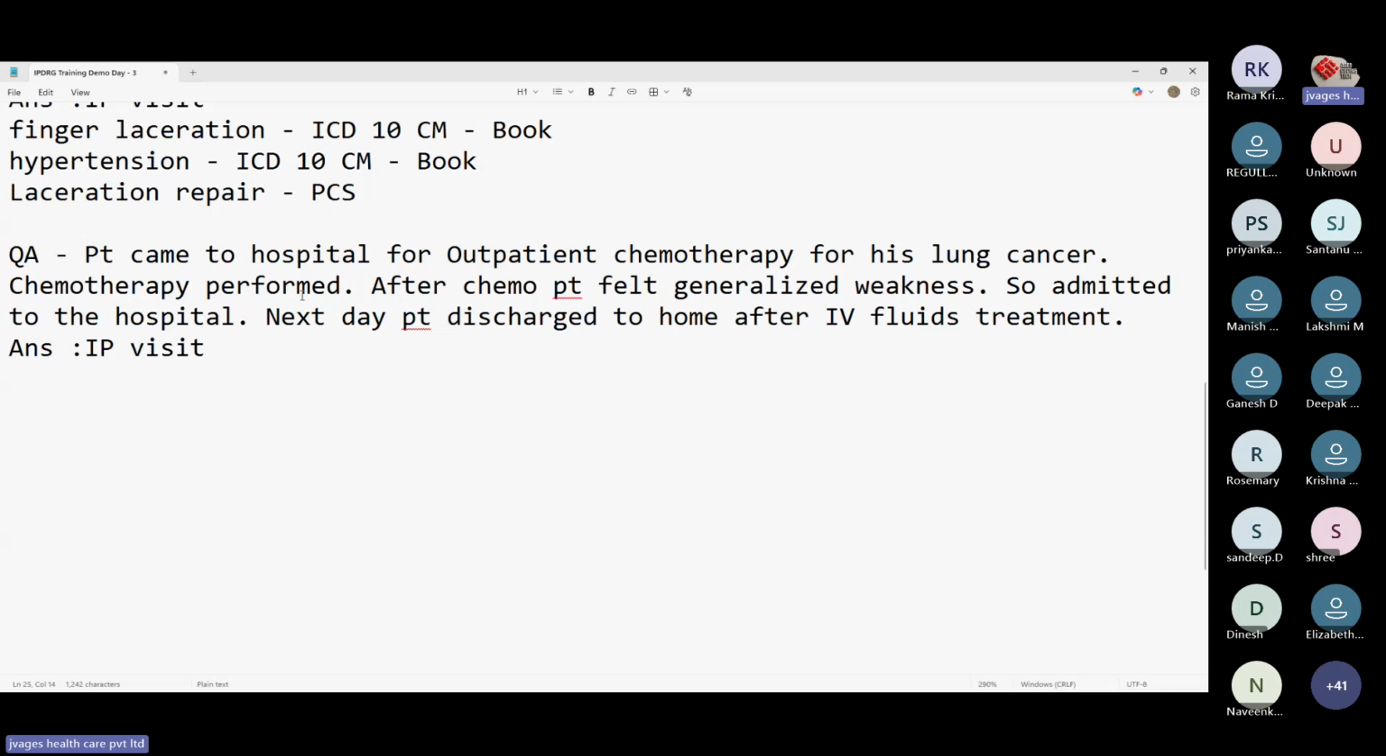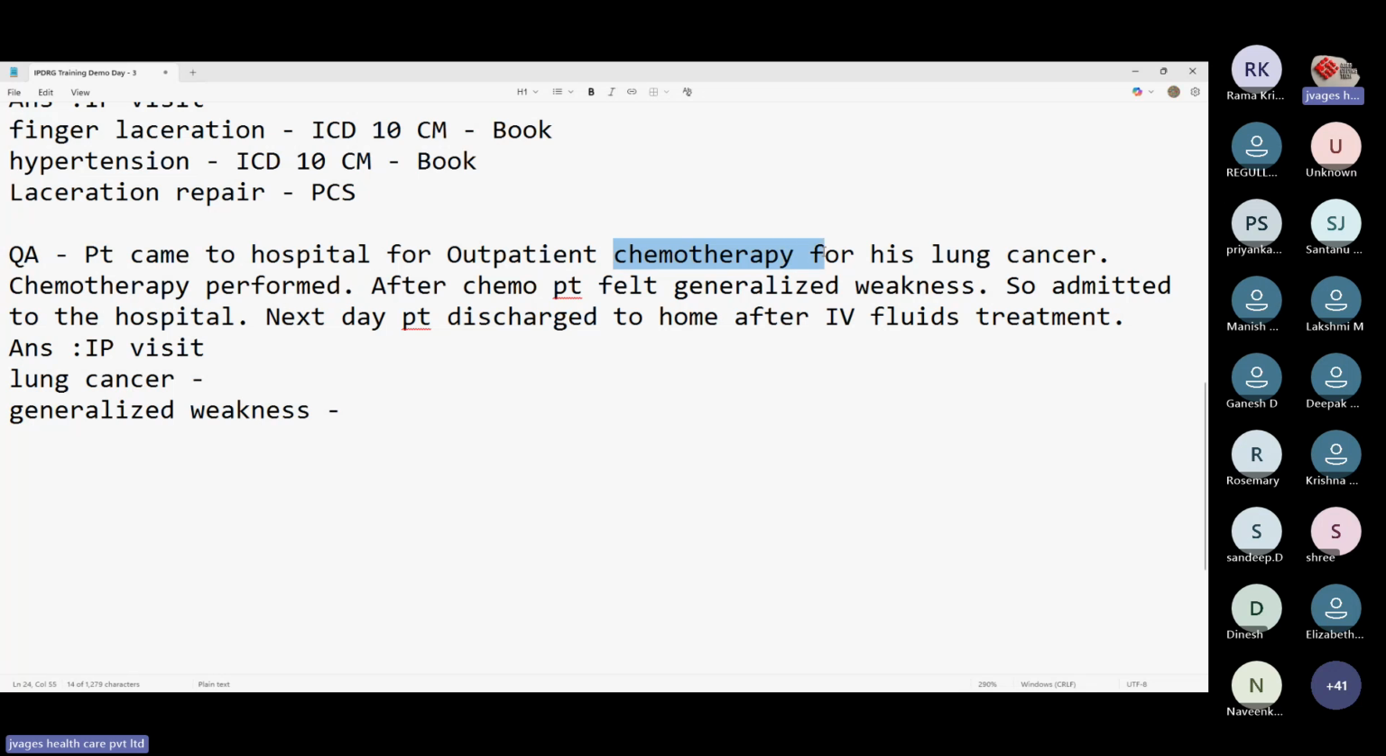Then what are all the diagnoses you see here? Diagnosis, not procedures. Lung cancer, and generalized weakness. Other than that, any conditions? Diagnosis means diseases or conditions. Nothing else. Okay, then what are all the procedures you see?